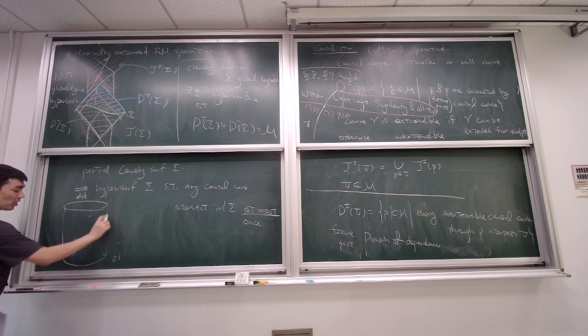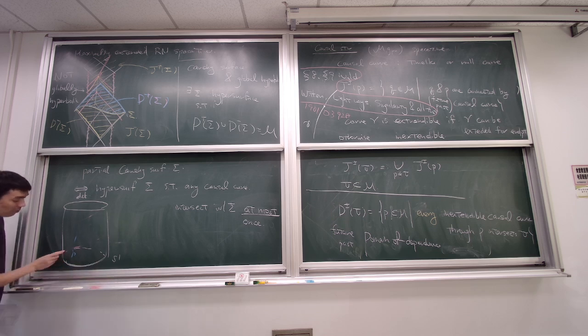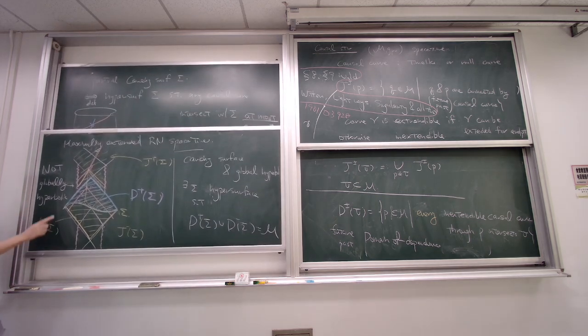So therefore, this one, the not achronal one, is clearly not even a partial Cauchy surface, because as I mentioned, a causal curve intersects it twice here. On the other hand, this sigma is a partial Cauchy surface.